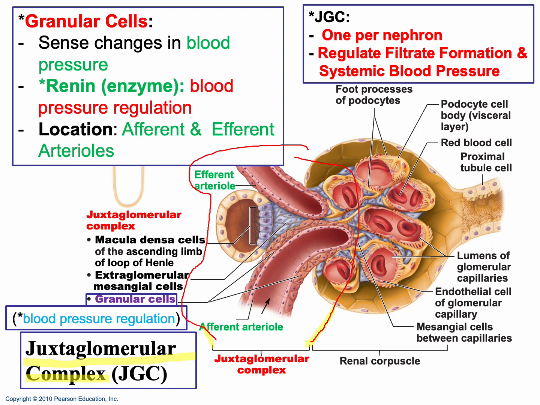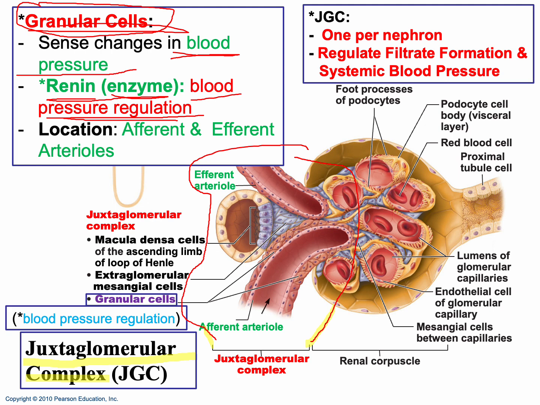And within this complex are a variety of different cells, which play a very important function in the body. We're going to focus today on the granular cells of this complex, at least on this slide. The granular cells here are critical because they sense changes in your blood pressure, okay? And by doing so, this leads to the release of the enzyme known as renin. And this is very important when it comes to blood pressure regulation. Is your blood pressure increasing? Is your blood pressure decreasing?